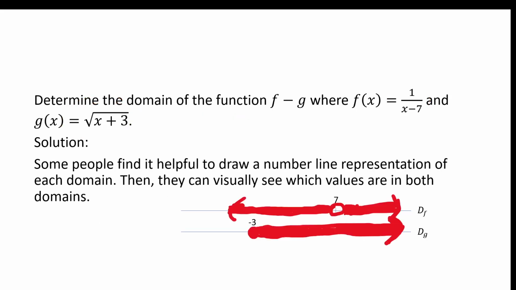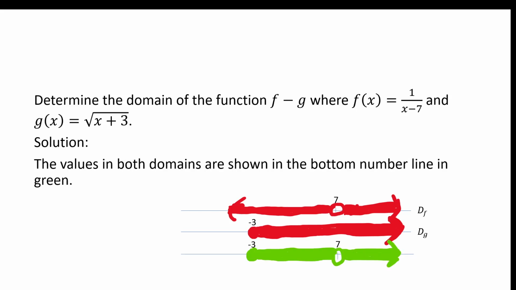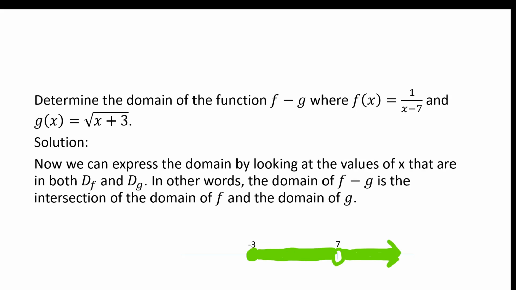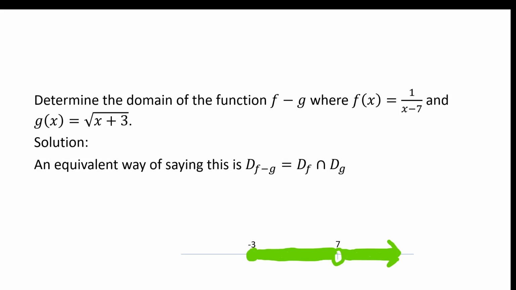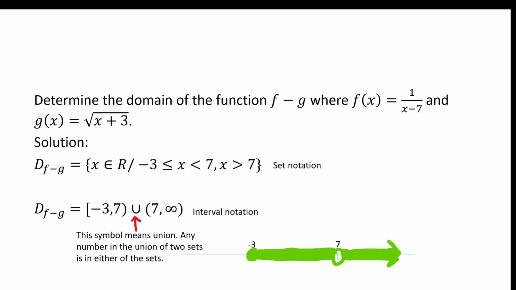So we can put them on a couple of number lines, and then we can make the green number line to show that intersection. In green are all the points that are in both red intervals of the first two lines. And if we want to state that green shaded portion in either set notation or interval notation, we can. And we get the exact same answer we had a few minutes ago when we talked about the domain of the function f plus g. Okay?